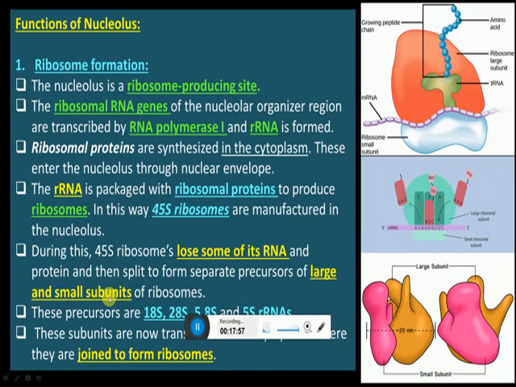Large and small subunits are formed. We can see the 45S is divided into 18S and 25S, or in this way. The precursors are 18S, 28S, 5S, 5.8S, etc. rRNAs are produced. These subunits are now transported outside the nucleus, and they join in the cytoplasm to form the ribosome. In this way, ribosomes are produced. It is as per the short note, so it is an important part.